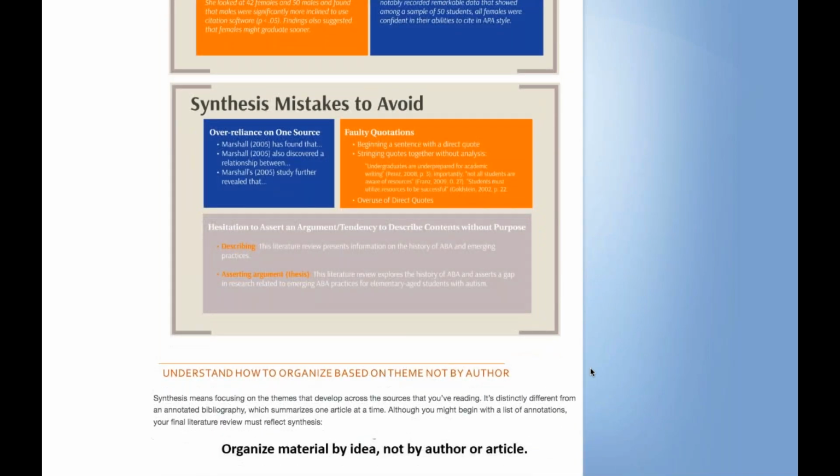A few mistakes to avoid include over-reliance on one source. So we don't want to repetitively list the author at the start of every sentence. So for example, Marshall has found that. Marshall also discovered a relationship between. Marshall's study further revealed that. This is too much over-reliance on this singular source.